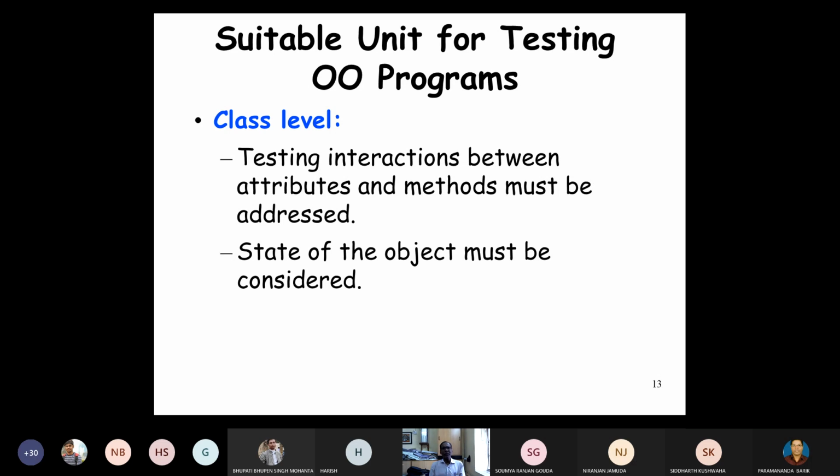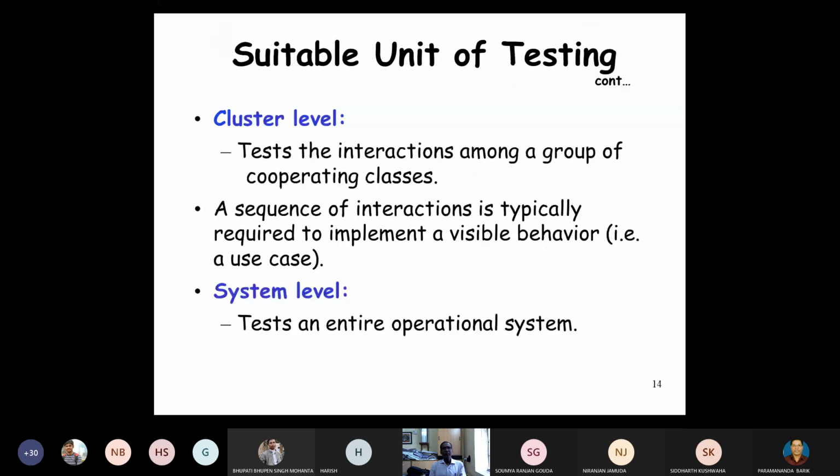So when we are performing testing at class level, we have to test the interactions between the attributes and the methods. At class level, testing interactions between attributes and methods must be addressed. Similarly, at class level we also have to consider the state of the object, whether it is in working state, idle state, dead state, or initial state, whatever that may be. The state of the object must be considered while performing class level testing.